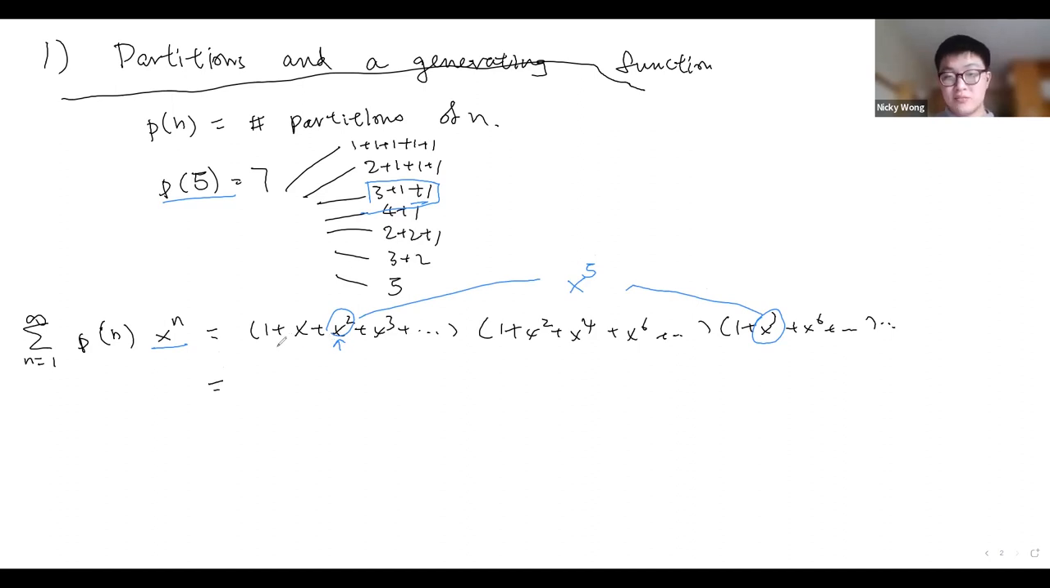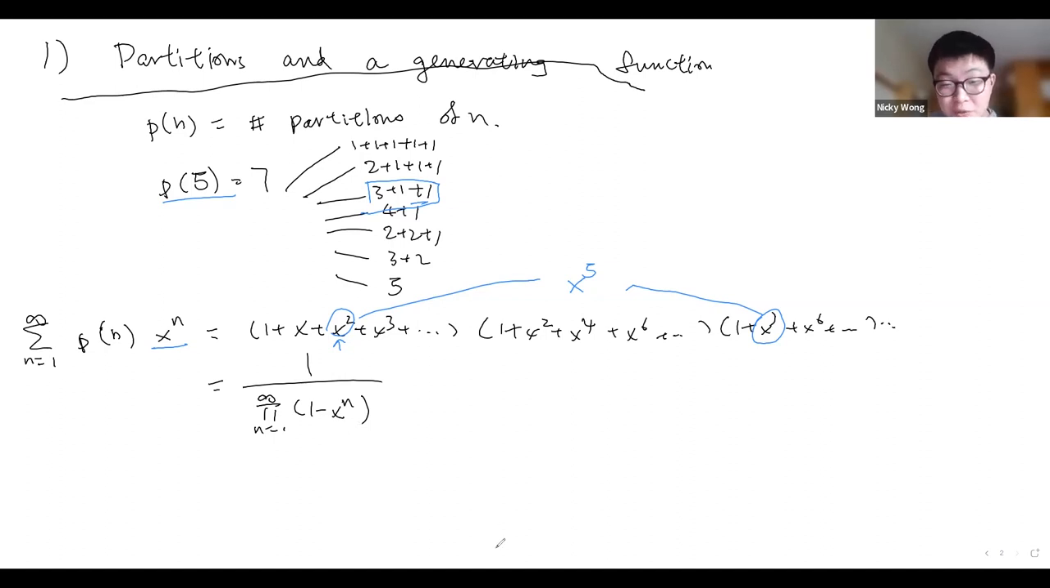Also, you can see that because 1 plus x squared and so on, it's just 1 divided by 1 minus x. So I can also write this as an infinite product. So this is a really compact way of showing P(n). But actually, we haven't got anything new.